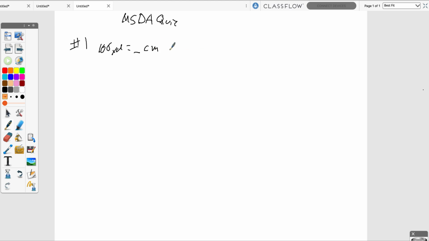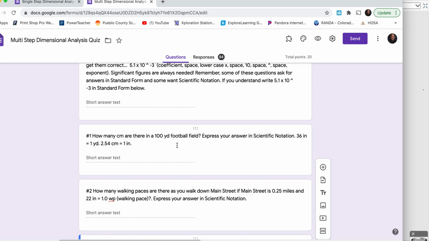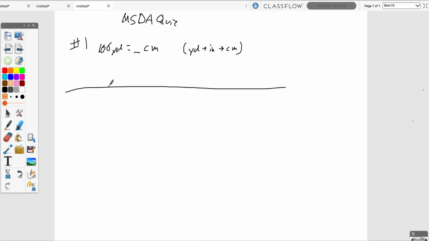Now with multi-step dimensional analysis, I like to write it out a different way as well. So I start with yards, and then I move into inches, and then I move into centimeters. This will help me out when I set up my bar down here. I think they wanted this one in scientific notation, let's just double check. Scientific notation, here we go. So 1 times, and what's funny is why didn't I do 0.0? Well, they only gave us 1 sig fig. 1 times 10 to the 2 yards.